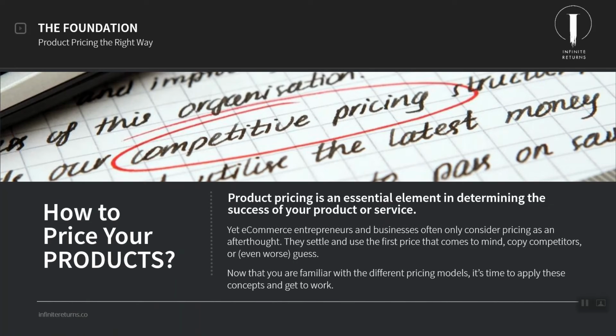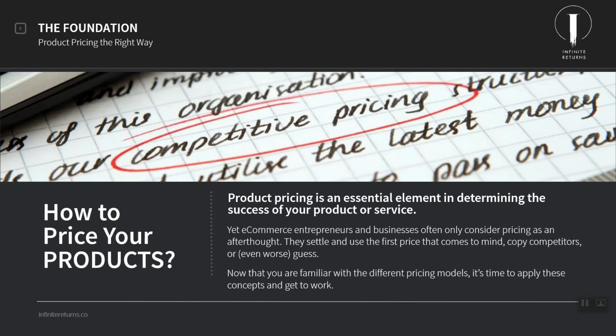So, how do you price your products? Now, this is different than what we just did, right? Before it was your services. Now we need to start pricing your products. Product pricing is essentially the element in determining the success of your product or your services. E-commerce entrepreneurs only consider pricing as an afterthought. Pricing is not an afterthought. It is one of the first things you need to do. They copy other people, they copy their content. This is a horrible idea.